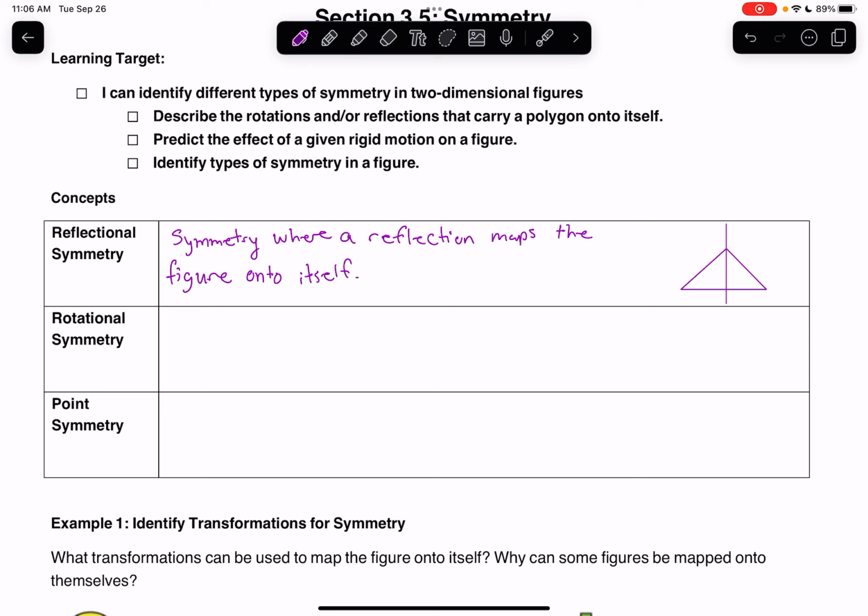The next type of symmetry is rotational symmetry. So in this case, we're going to take a shape and we're going to rotate it, and we're going to end up with the same shape. So for example, the letter Z has rotational symmetry, because if I take this letter and I make a dot right in the center and I spin it around, I'm going to end up with the same shape as I started with. I can spin it halfway around, and that will be a rotation.